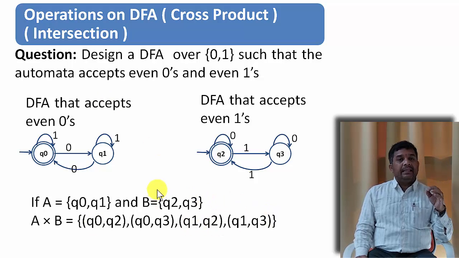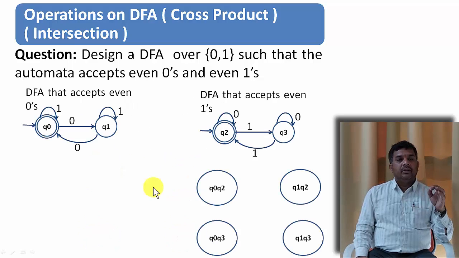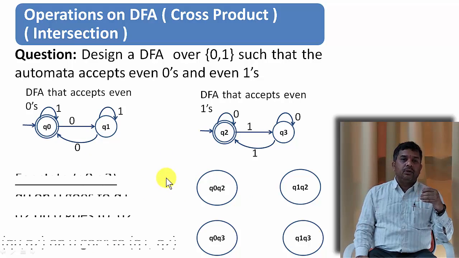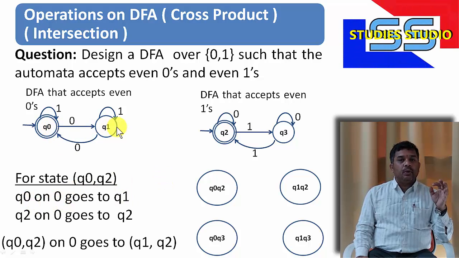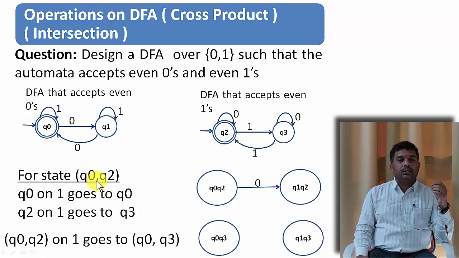So in our new DFA, these are my states. Taking these as the new states, we have to identify the transitions over the input symbols 0 and 1. On Q0Q2, to find the transition on 0: Q0 on 0 goes to Q1 and Q2 on 0 goes to Q2. So if I take the union, Q0Q2 on 0 goes to Q1Q2. Similarly, for the state Q0Q2 on input symbol 1: Q0 on 1 goes to Q0 itself and Q2 on 1 goes to Q3. So Q0Q2 on 1 goes to Q0Q3. This is the transition that we get.